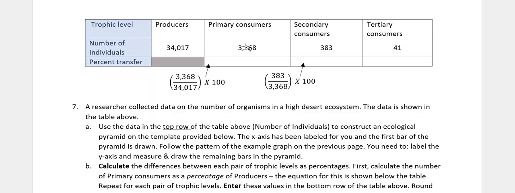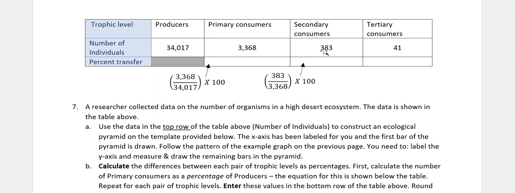There's about 3,368 primary consumers. We take those primary consumers, divide by the number of producers, multiply by 100. We can round that, of course, and that will give us a percent of primary consumers, showing how much of the producers are basically transferring. We do the same thing for the next trophic level.